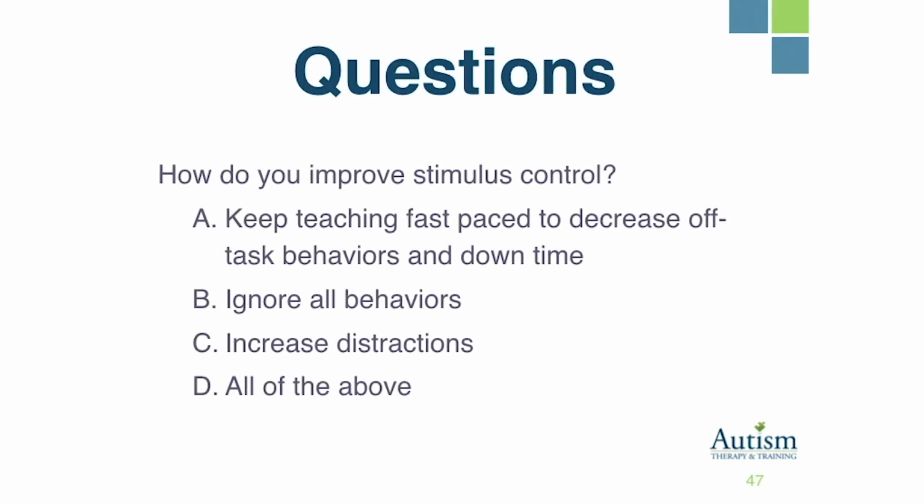How do you improve stimulus control? A. Keep teaching fast-paced to decrease off-task behaviors and downtime. B. Ignore all behaviors. C. Increase distractions. Or D. All of the above?